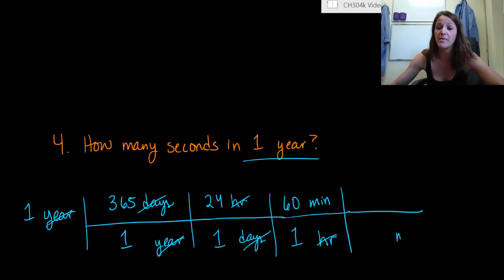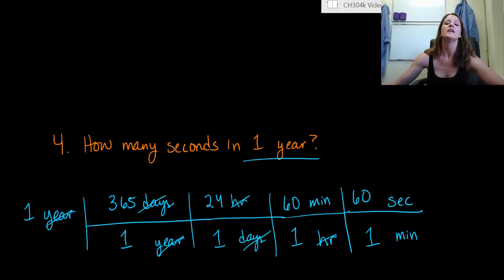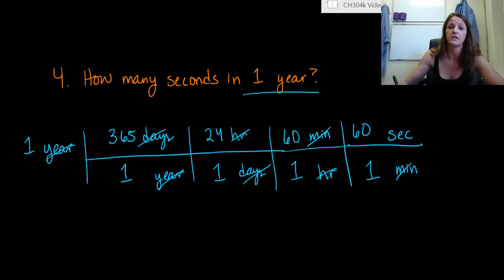So if minutes are on the top, minutes have to be on the bottom here. Then we can go directly to seconds. We know in every 1 minute, there's 60 seconds. Now, some of you might have gone 1 hour, there's 3,600 seconds. That's totally fine, but you just know that there's multiple different ways to do this. All right, so last thing, minutes cancel out. We're left with seconds.